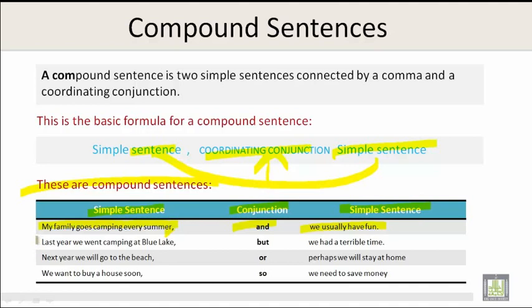Let's continue. Last year we went camping at Blue Lake, comma, but we had a terrible time. But in this example is showing two opposite feelings or directions. Next year we will go to the beach, comma, or perhaps we will stay at home. The coordinating conjunction or in this example is giving you choices. We want to buy a house, comma, so we need to save money. You can't do one without the other. So joins simple sentences which rely on one another.